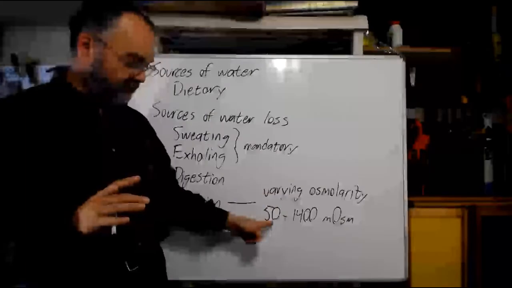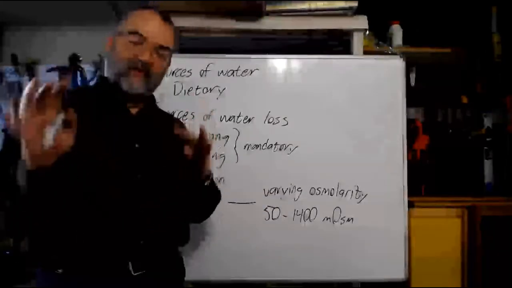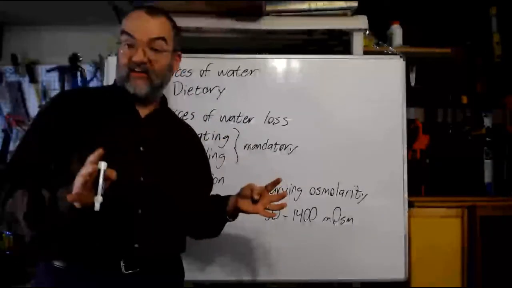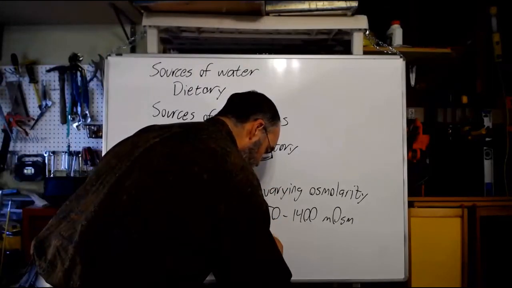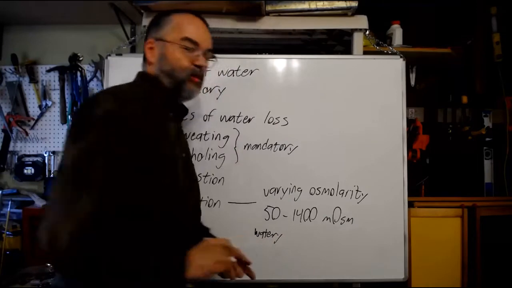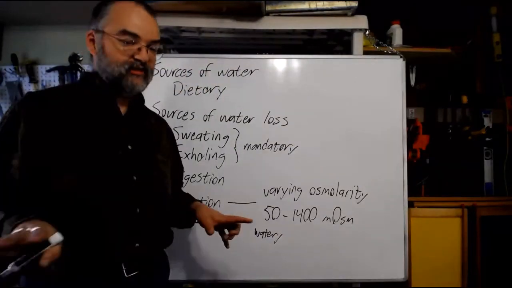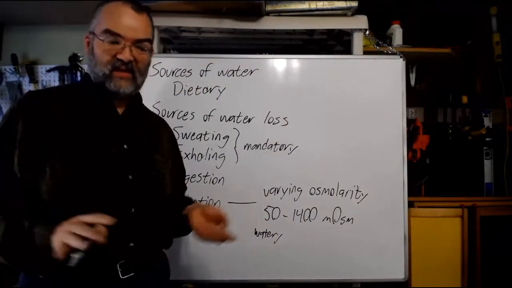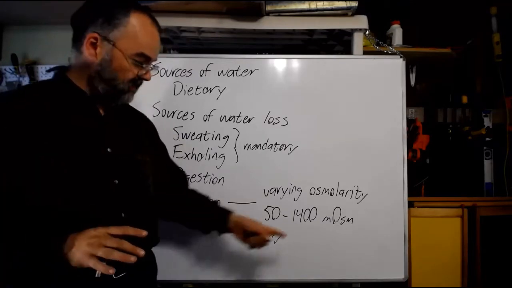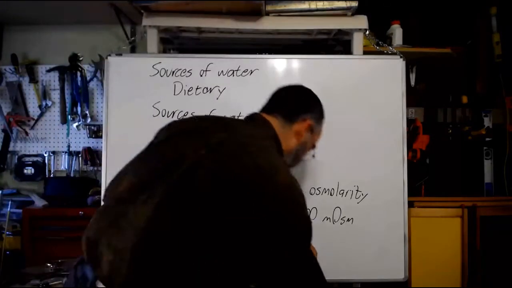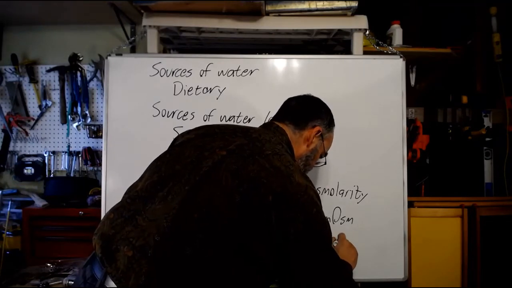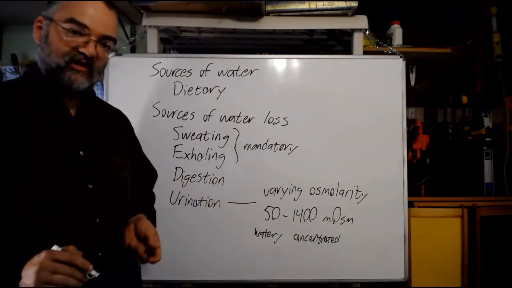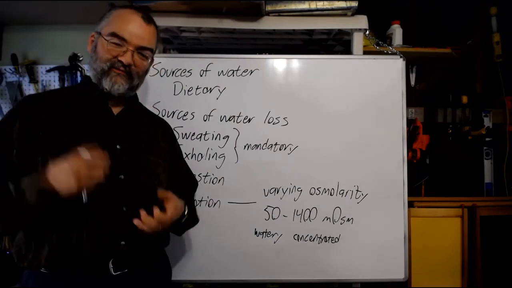So think about it. 50 milliosmolar means very little solute, which means very dilute. This is watery urine. At 50 milliosmolar, it would look pretty much like water. Completely clear, no odor. You'd have trouble telling the difference between that and water. At 1400, that's very concentrated. 1400 milliosmolar would be very dark yellow, very strong odor.